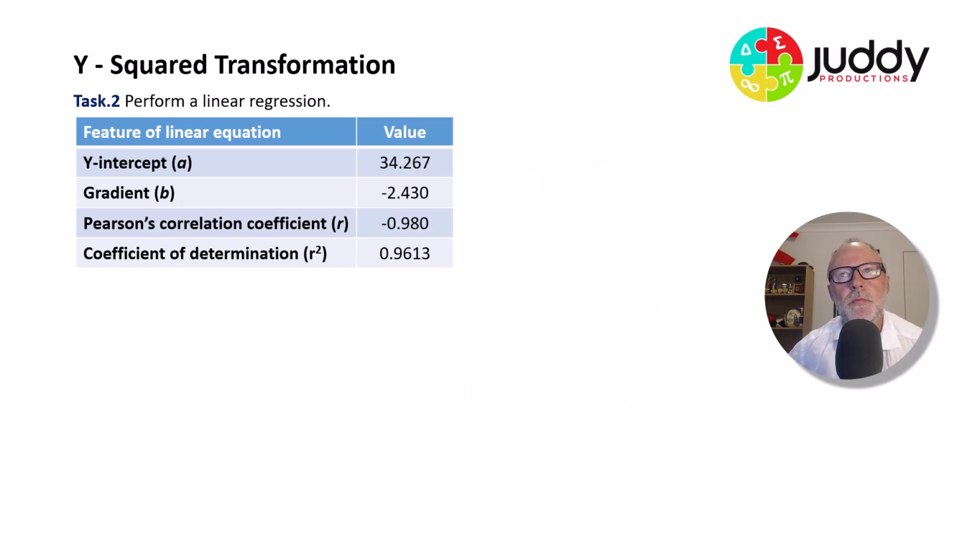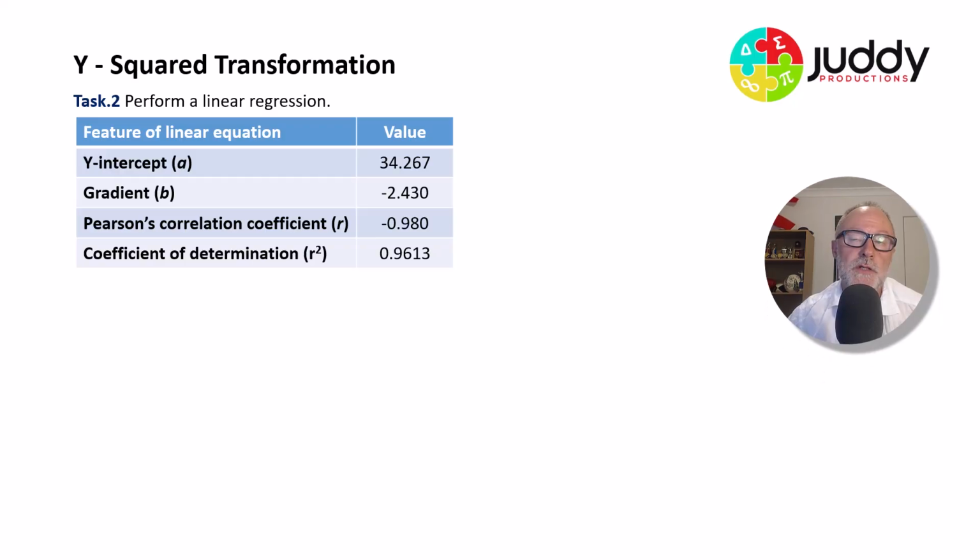Task number 2 is to perform a linear regression. So the summary is the y-intercept was found to be 34.276. The gradient was found to be negative 2.430. The Pearson's correlation coefficient was found to be negative 0.980. And the coefficient of determination was found to be 0.9613.